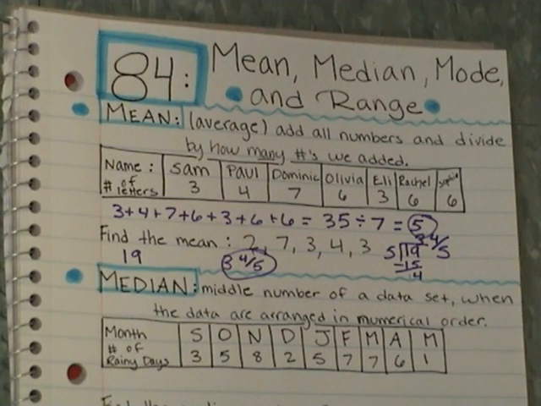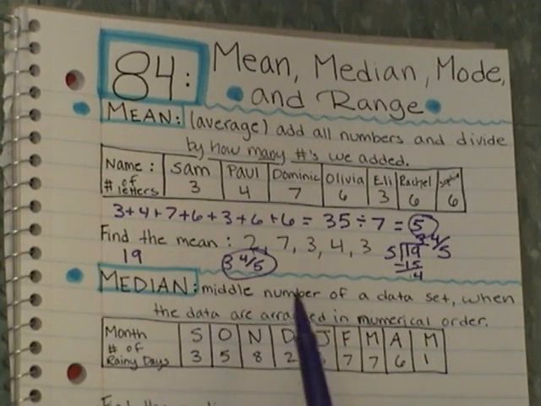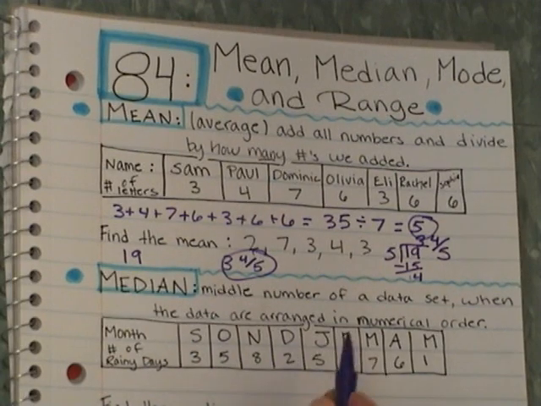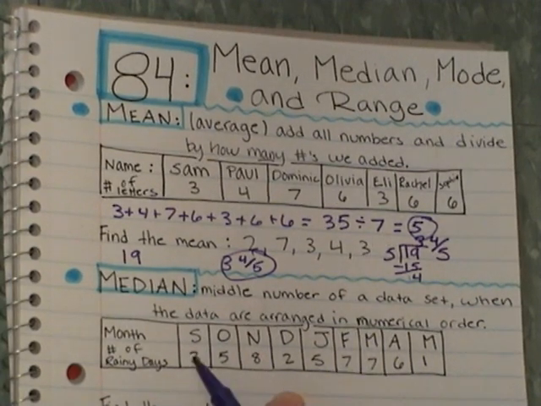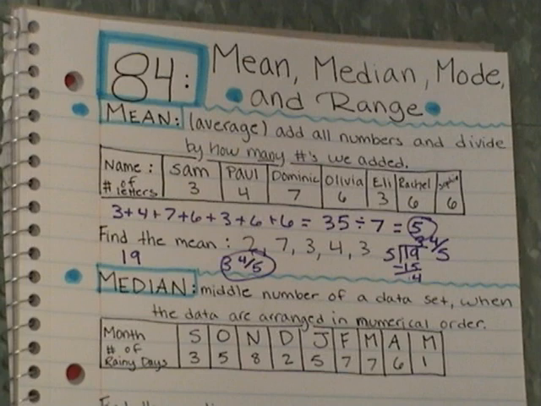Alright, now we're on to the median. The median is when we put all of our numbers in order from smallest to biggest, arranged in numerical order. It is that middle number. Go ahead and write that definition: middle number of a data set when the data are arranged in numerical order. So this is supposed to be September, October, November, December, January, February, March, April, and May, and these are the number of rainy days in that month. When I get a group of numbers, I usually put them in order already, even if I'm asking for the mean or the mode or the range, just in case. So I'm going to go ahead and put them in order.